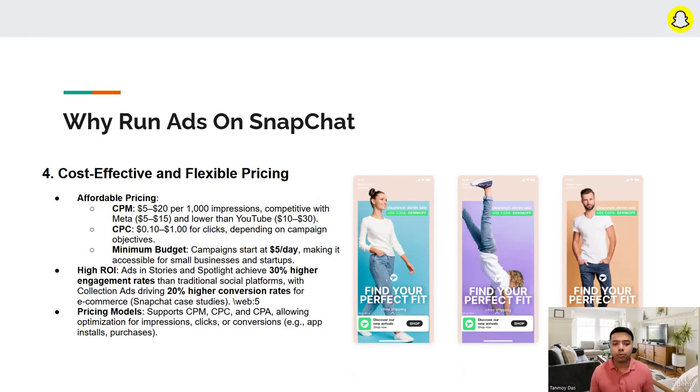Now, the ROI is also much better, because you get like 30% higher engagement rates here and 20% higher conversion rates, which you can anticipate, predict, hopefully get from such advertising. So the pricing models, CPC, CPM, CPA, are all available out here for optimizing your campaigns for clicks, impressions, and conversions. So these are the major reasons why one should consider advertising with Snapchat ads.